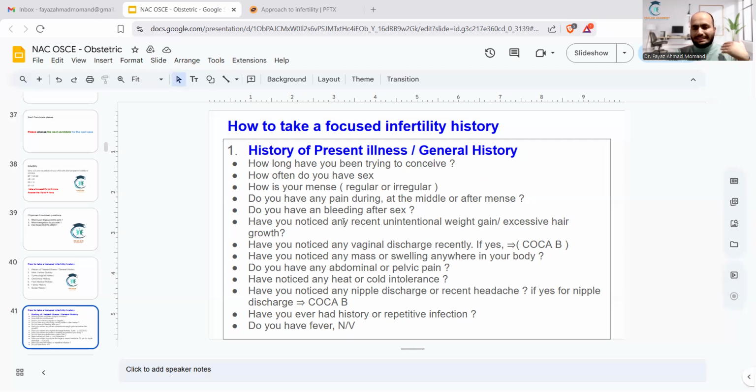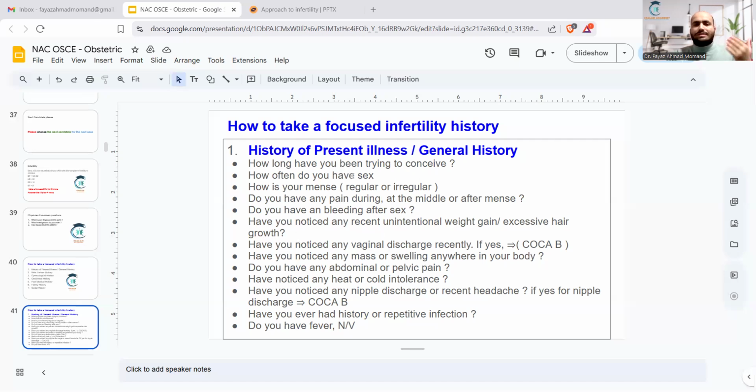Ask about that. Then ask about bleeding during or after sexual intercourse. Sometimes it could be a sign of endometriosis or another structural abnormality. Ask about weight gain or weight loss. Ask about hair growth. We are trying to rule out the common causes of infertility in the female patient that's presenting to us.